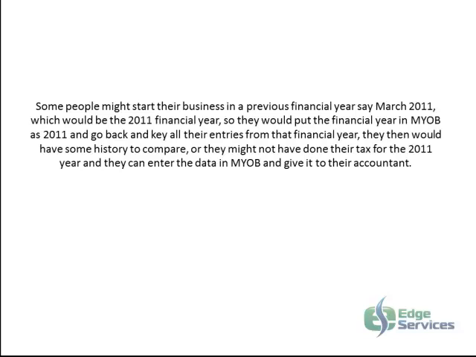Some people might start their business in a previous financial year, say March 2011, which would be the 2011 financial year. So they would put the financial year in MYOB as 2011 and go back and keep all their entries from that financial year. They would then have some history to compare, or they might not have done their tax for the 2011 year, and they can enter the data in MYOB and give it to their accountant.